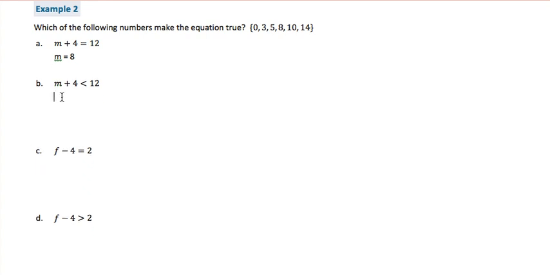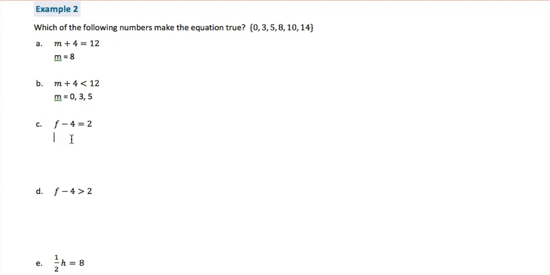If our inequality is m plus 4 is less than 12, then m can equal 0. 0 plus 4 is less than 12. 3 plus 4 is less than 12. 5 plus 4 is less than 12. 8 plus 4 is equal to 12, so that doesn't work. 10 plus 4 is 14, and that is not less than 12. And 14 plus 4 is 18, which is also not less than 12. So only 3 values make that inequality true.